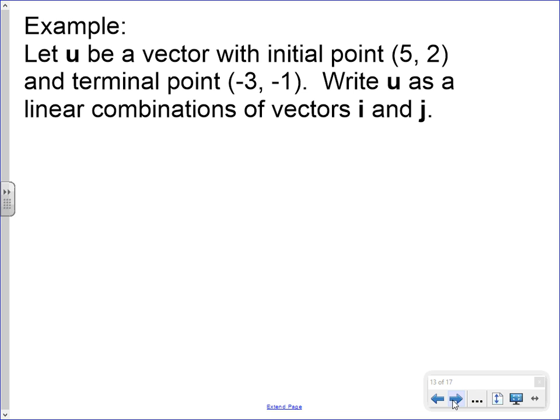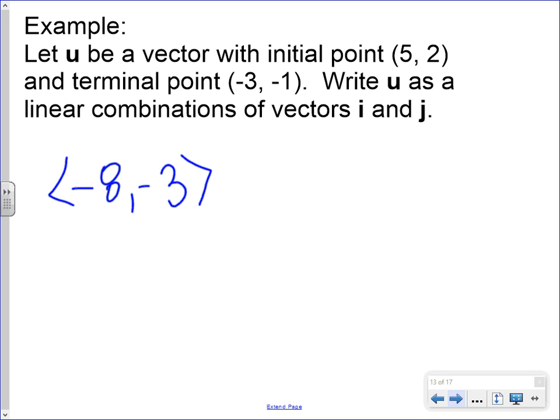Compare it to your neighbor. Tegan, what do you have? I got -8. Tegan has -8, -3. Do you agree? Yeah? Okay, good. Terminal minus initial, terminal minus initial.